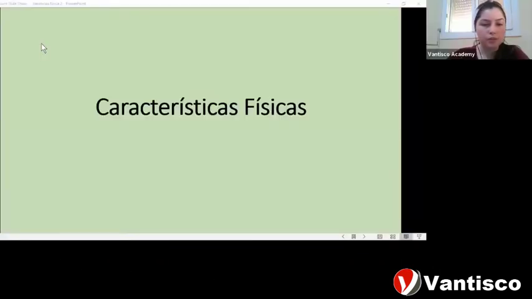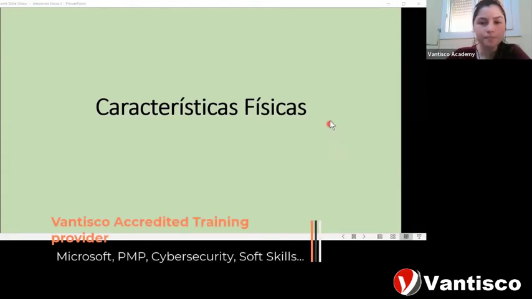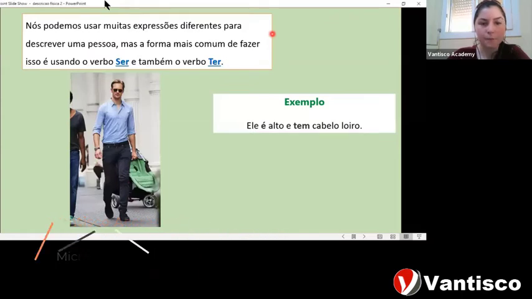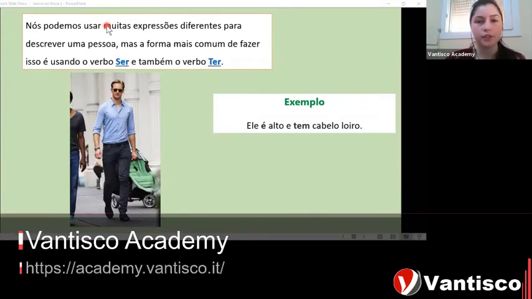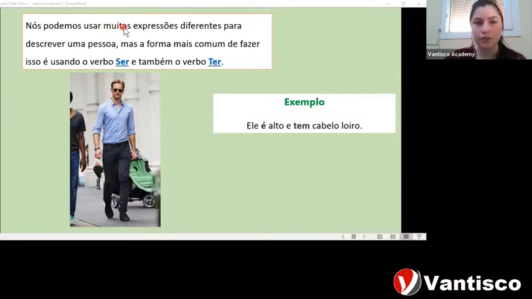So today we're going to talk about physical characteristics, and physical characteristics in Portuguese means características físicas, okay? Características físicas, physical characteristics. Okay, so I'm gonna read here for you, and then I'm gonna explain. So here it says, nós podemos usar muitas expressões diferentes para descrever uma pessoa. So here we can use, for sure, many different expressions to describe a person.